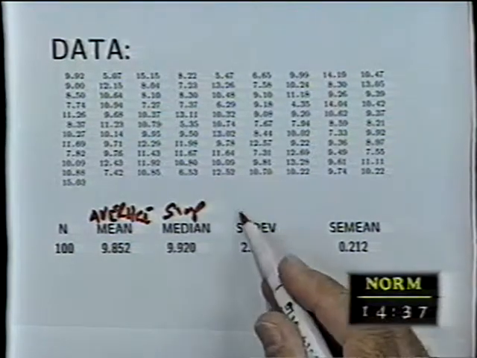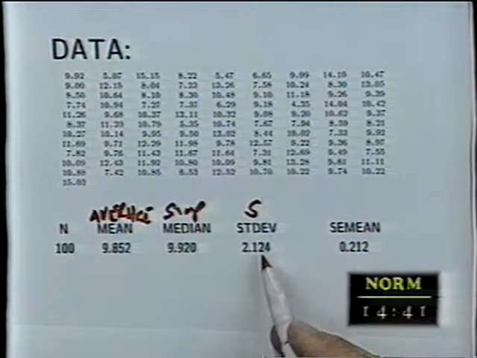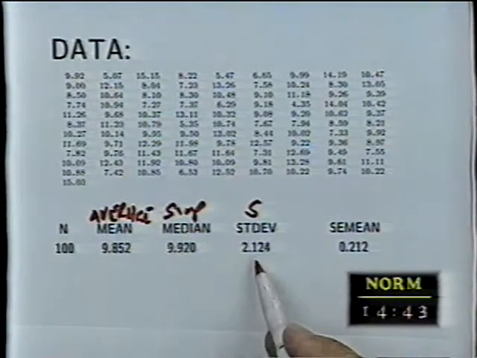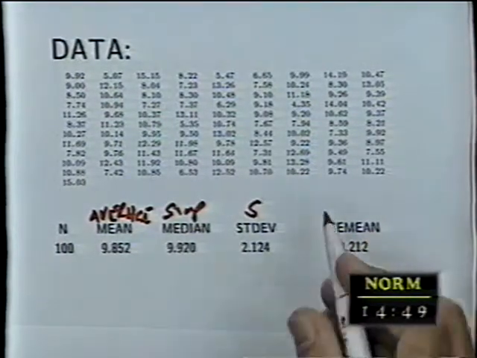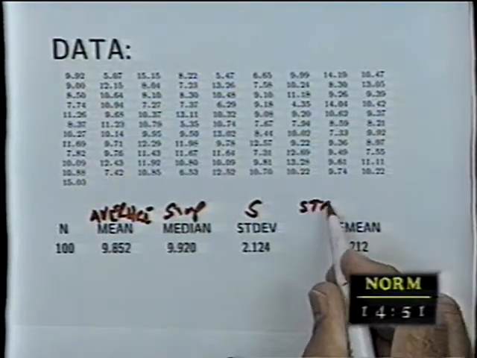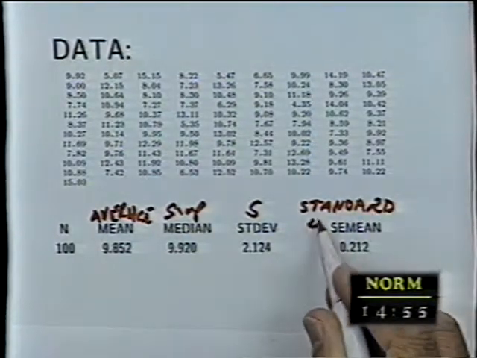This is really the sample standard deviation, or what we call S. When it says standard deviation, it's producing S, which comes from that formula I showed you a moment ago. Now here's an interesting thing. It says SE mean. That's the standard error.